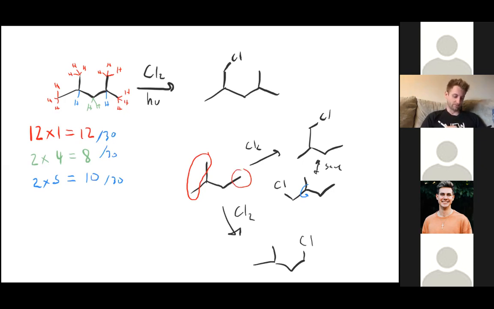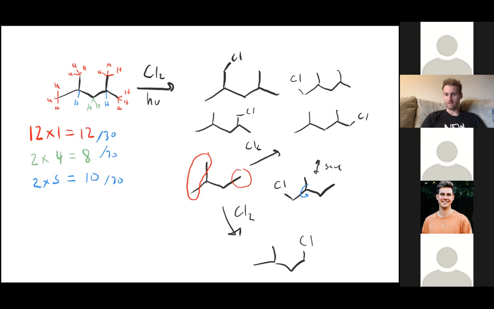As opposed to on this example we just did, where if I chlorinate here, it's the same molecule. I just flipped it over. Same thing if I chlorinate here. And if I chlorinate here, these are all the exact same molecule. They're just rotational isomers of each other. Whereas down here, you have a completely different molecule. Does that make sense?